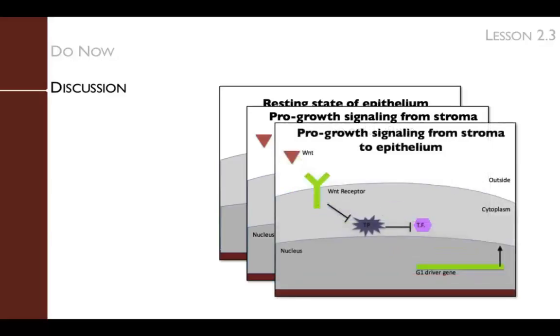Wnt signals to the transduction protein through its receptor on the epithelial cell to move off the Wnt transcription factor. Now the Wnt transcription factor is free to switch on the G1 driver gene. Cells use different and sometimes complex signaling strategies because many of these signaling pathways are linked to each other. But how does the epithelium know when to stop proliferating once enough cells are made to heal the wound?